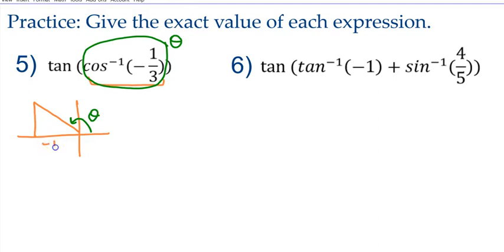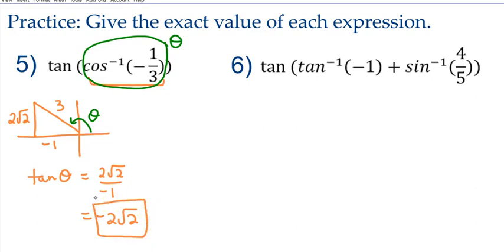I know the adjacent is negative 1 and the hypotenuse is 3. Using the Pythagorean theorem, I get square root 8 for the other side. And I'm going to write square root 8 as 2 square root 2. Then I'm ready to find the tangent of that angle. To find the tangent, I'm going to use opposite over adjacent. And to simplify that, we get negative 2 square root 2.